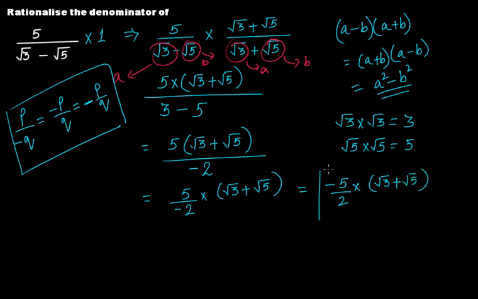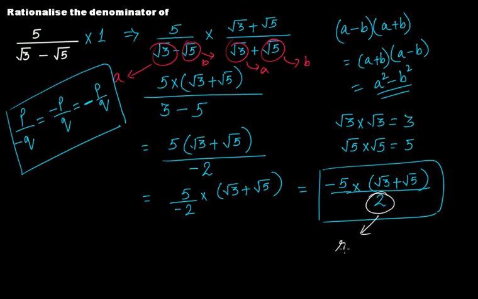So can you see here, if we write it like this, your denominator is finally a rational number. 2 is a rational number. This is the rationalizing of the denominator, right? This is the last one.